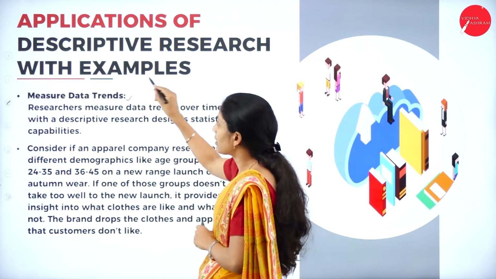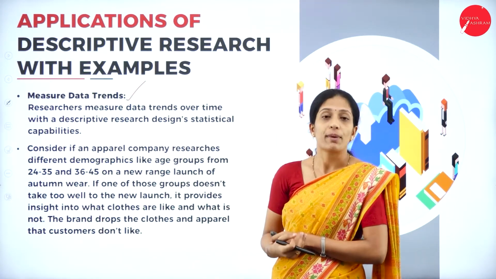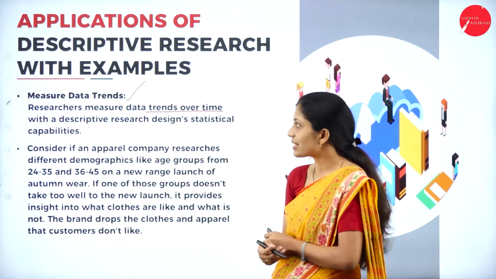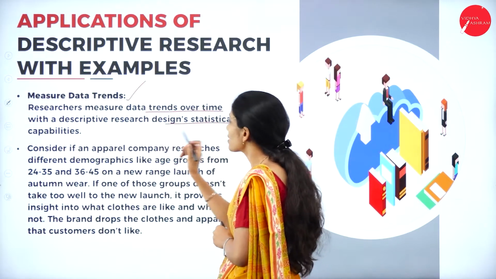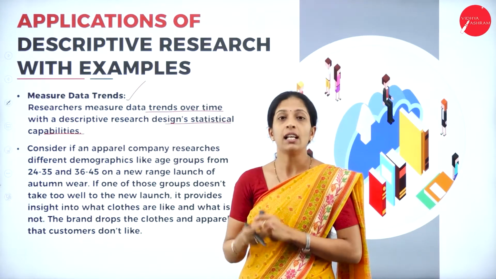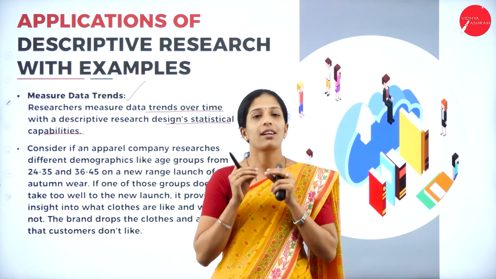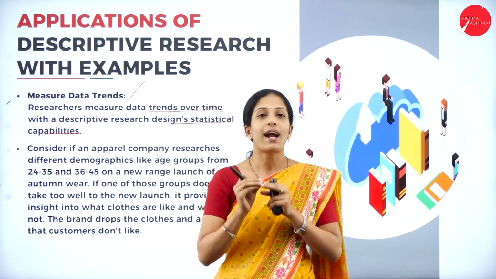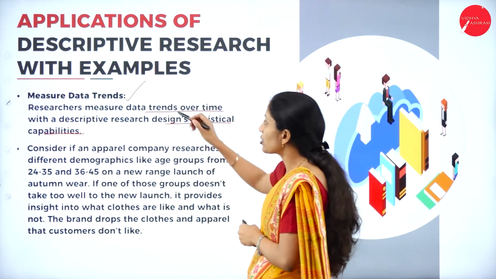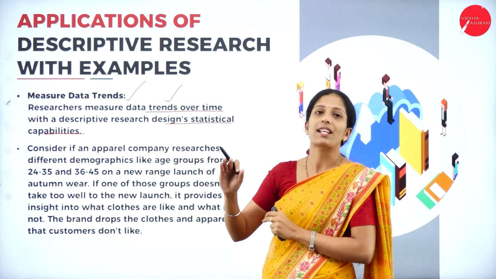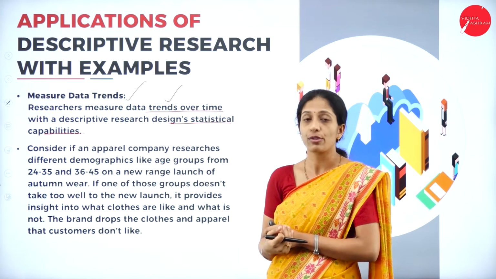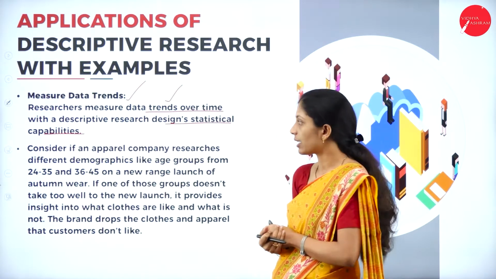Next one is measure data trends. So, how are they going to measure the data trends here? Researchers measure data trends over time with descriptive research designs using statistical capabilities. So, why is it collected in the form of statistics? Because under descriptive research, the data or information is collected through quantitative nature, that is through statistical or mathematical tools. So, the researcher measures data trends. We can know what the data trends are over time because we are going to collect the data through statistical tools, that is in the form of quantitative nature.